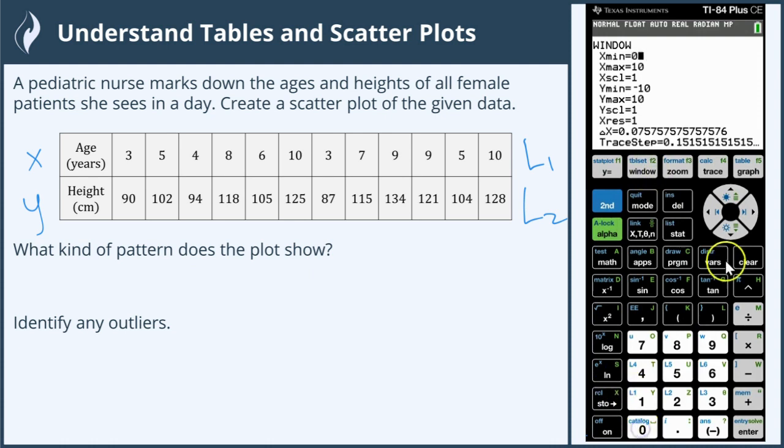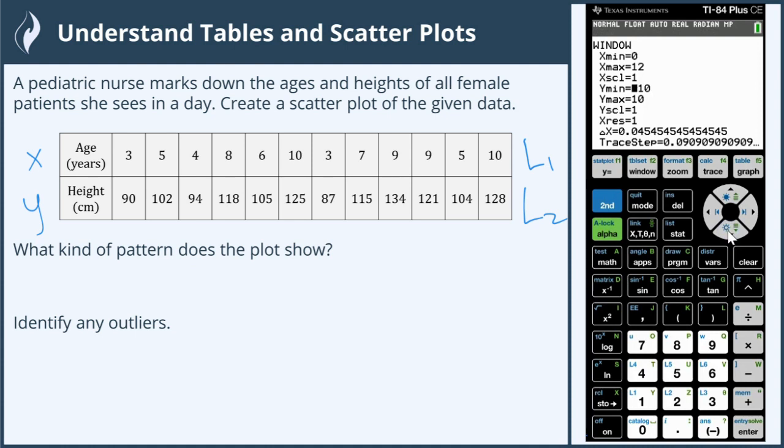In my window, I see that my X min was -10. I want my X min to be 0 and my X max to be 12. And the reason that I picked those numbers is because you see on my X list here, my smallest number is 3 and my largest number is 10. I need my X min and X max to be a little bit outside of that, because it has to show the values that are in the list. So when it was at -10 to +10, it was a little too far. I want to be more focused.